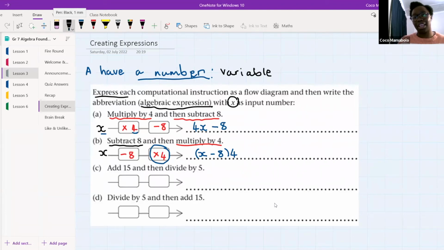Excellent. All right, so what am I going to start with? You're going to start with X. Excellent. I'm going to start with X. Okay, I'm going to start with X. And then what does my instruction say?